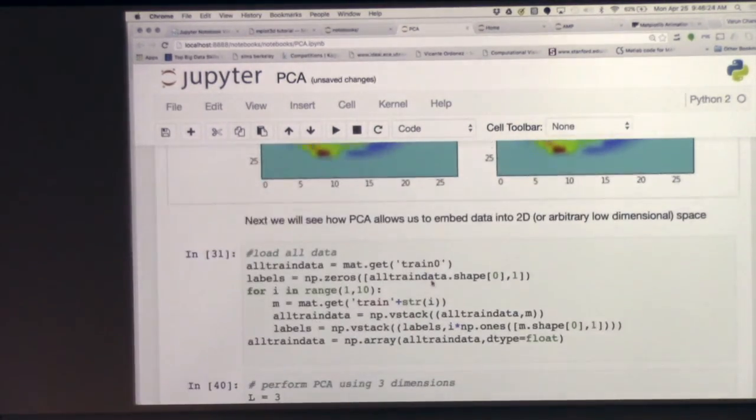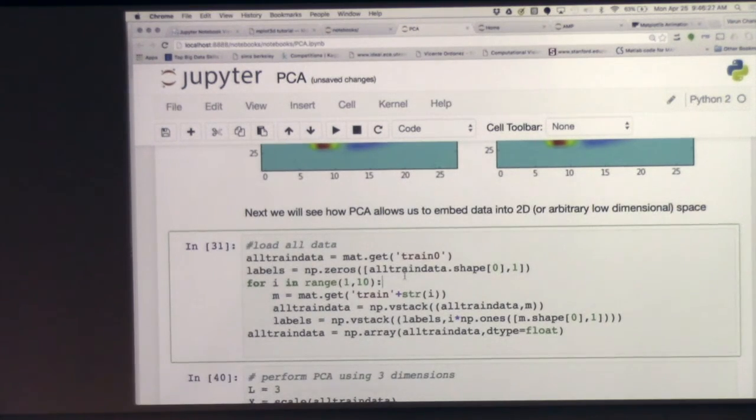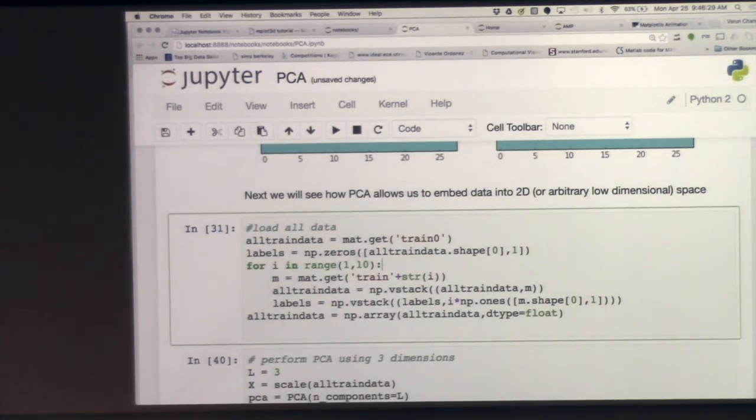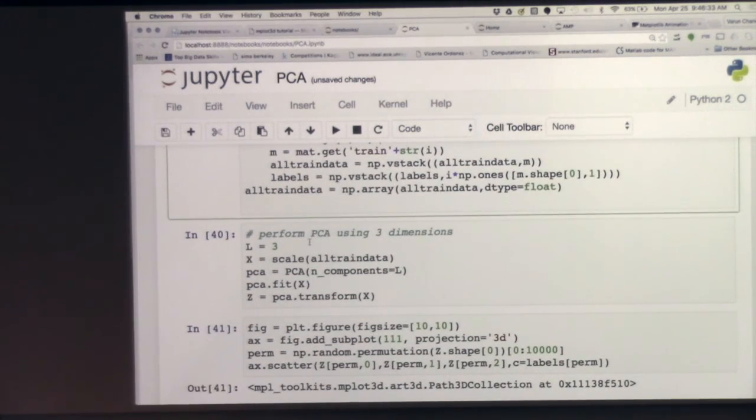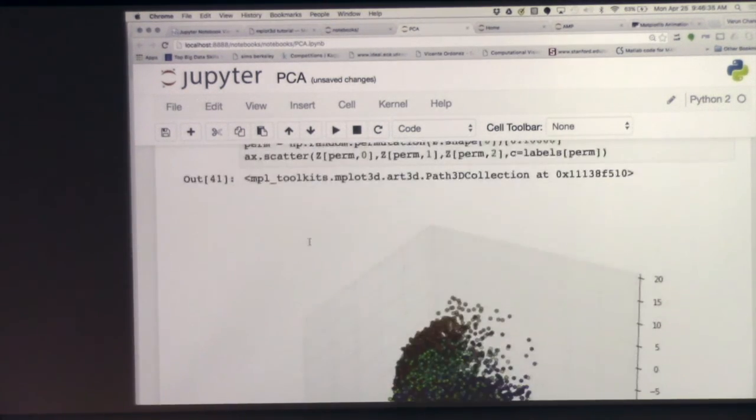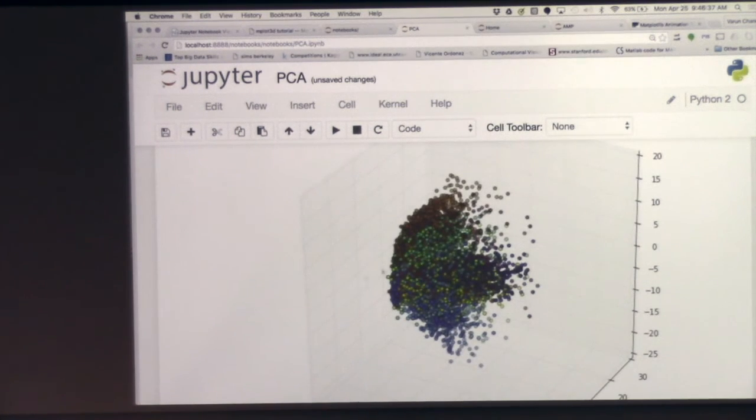Now you can also use it to look at all of your data. So let's say I load all of my images here, right? And then I do 3-dimensional PCA, and then I project it in this 3-dimensional space, right? So this is what it looks like. So the color indicates the digit, okay? So all the dark blue are some digit, all the red are some digit.